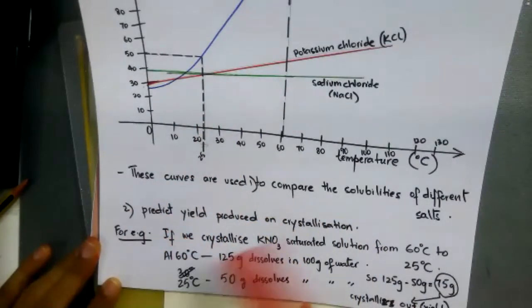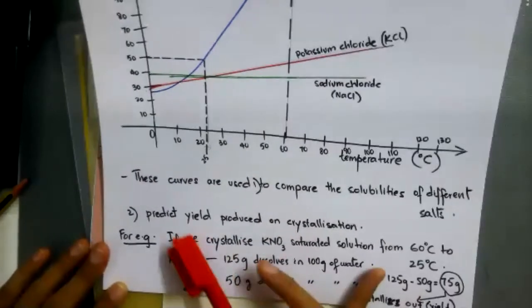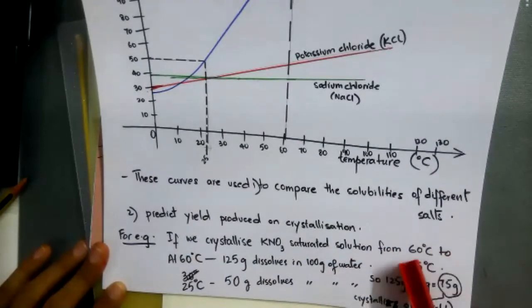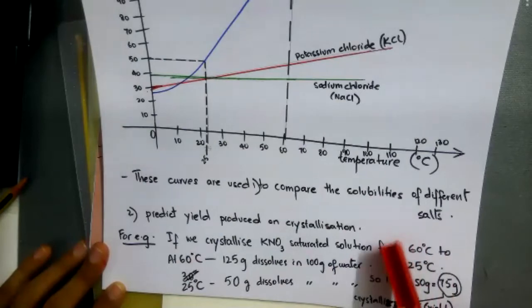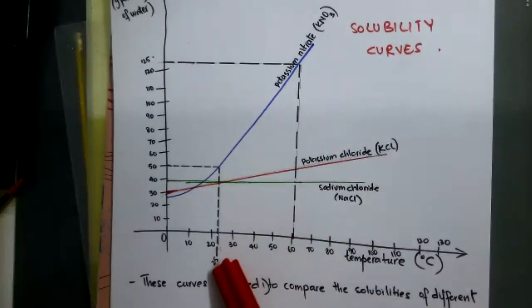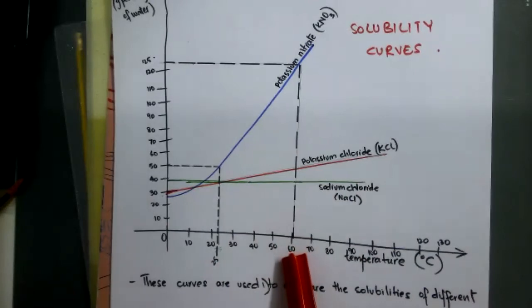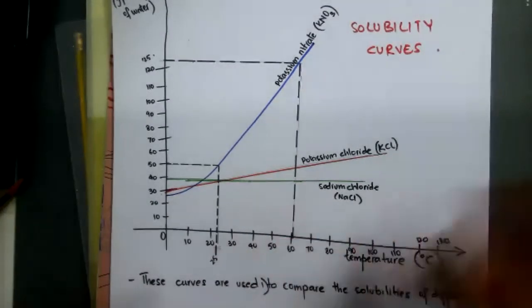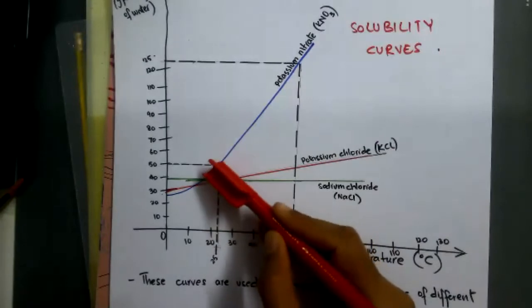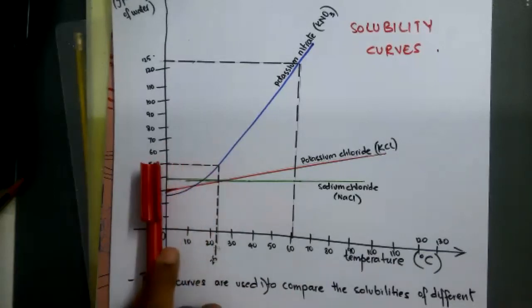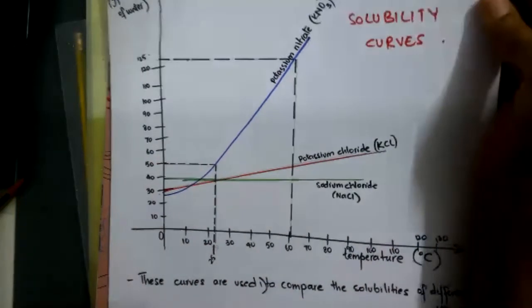I'm giving you an example of potassium nitrate. Suppose we crystallize potassium nitrate from a saturated solution, from 60 degrees Celsius to 25 degrees Celsius. We prepared a saturated solution of potassium nitrate at 60 degrees Celsius, and then I cooled it down to 25 degrees Celsius, which is room temperature. So I warmed it to 60 degrees Celsius, added salt to its saturation point, and then cooled it back to 25 degrees Celsius. At 25 degrees Celsius, the water can accommodate only 50 grams of the salt.